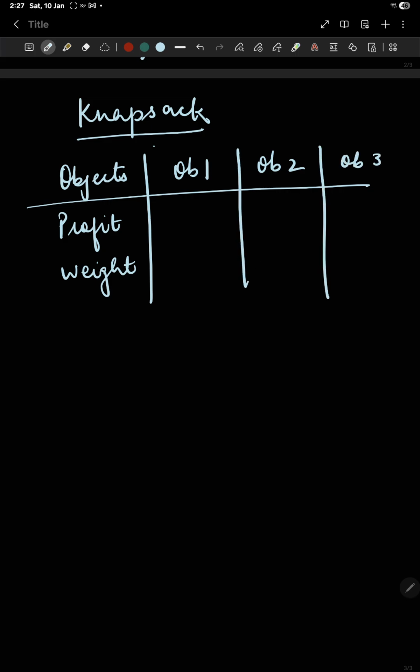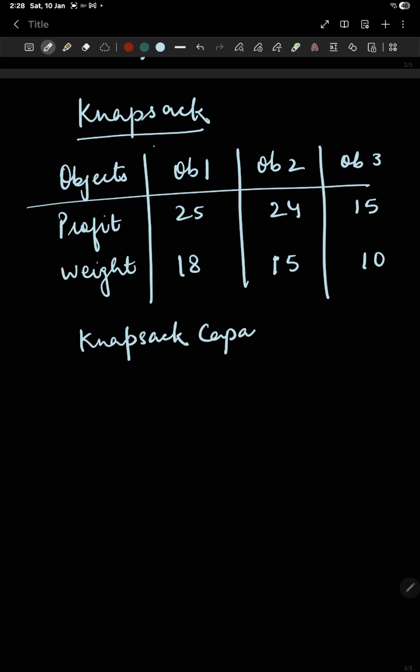Their profits are 25, 24, 15 and weights are 18, 15 and 10. This question would be given, and also the knapsack capacity, the total knapsack capacity would be provided. For example, in this question it is 20. So this is the question.